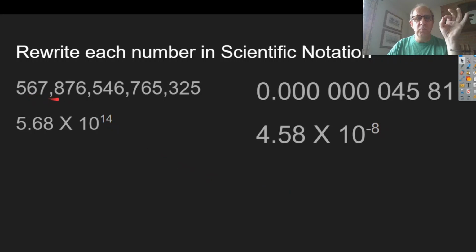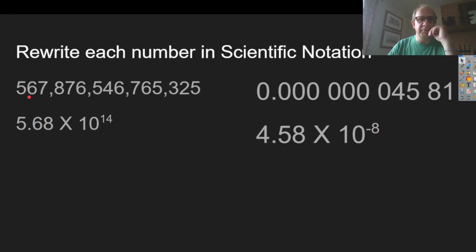So I've got this really big number. The decimal for this number would be right here after the 5. So I'm going to move it until I get it right here, between the 5 and the 6. And I just have to count my decimal places, and that's my exponent. So, 3, 6, 9, 12, 13, 14. So this number would be 5.68 times 10 to the 14th.